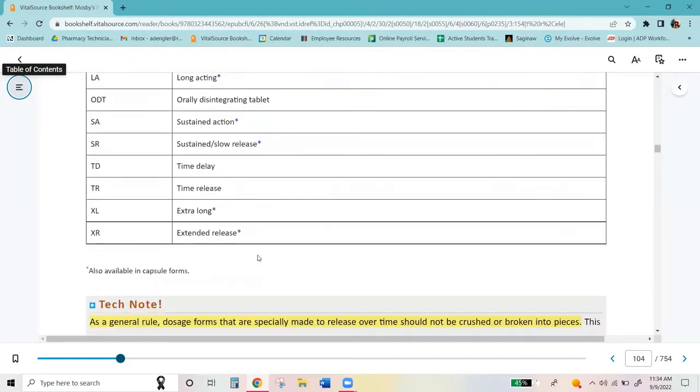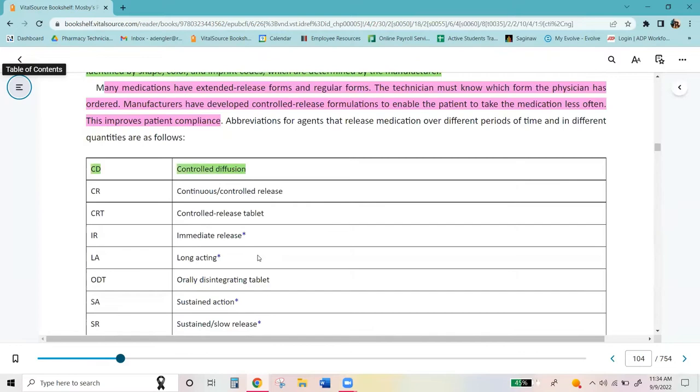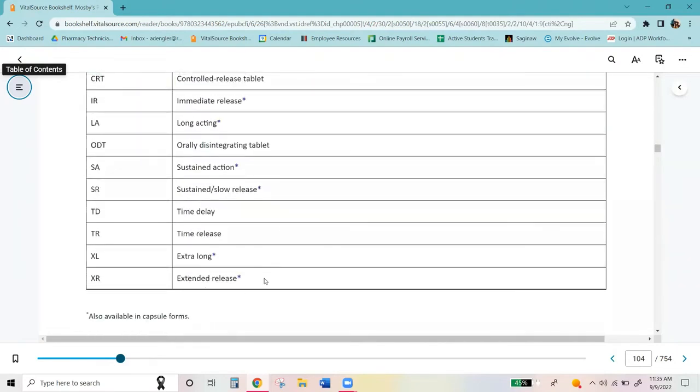SR, sustained release or slow release. TD, time delay. TR, time release. XL, extra long. XR, extended release. And you will also see ER for a lot of the generic names.